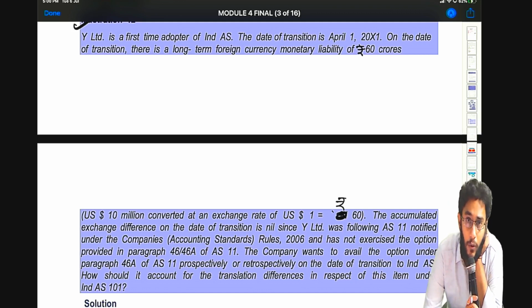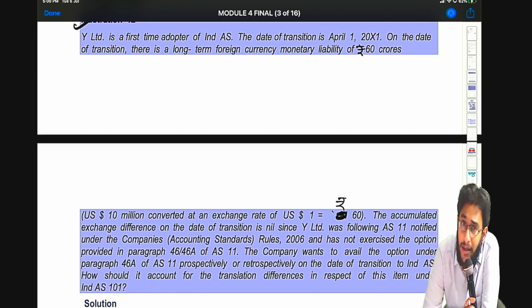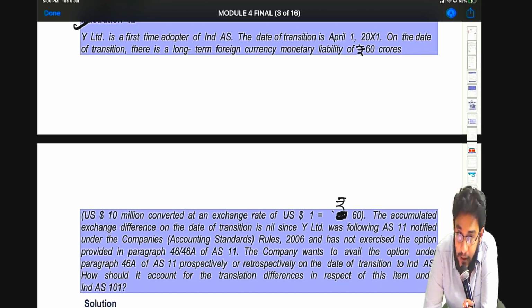Sir, this fellow took a loan from a foreign bank or something, and obviously he is applying AS 11. But he did not select paragraph 46-46A, which means all the exchange gains and losses he was transferring to PRL in the past. The company wants to avail the option under paragraph 46A of AS 11 prospectively or retrospectively on the date of transition to Ind AS. So this fellow now got an idea: all these days I transferred to PRL, but hereafter I want to follow paragraph 46-46A. The standard does not allow that.